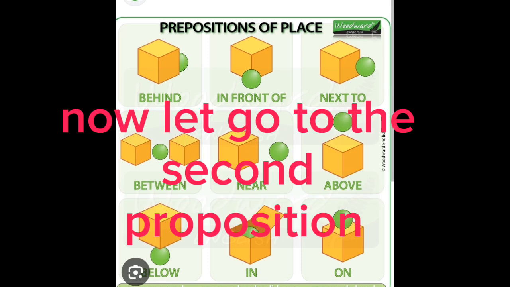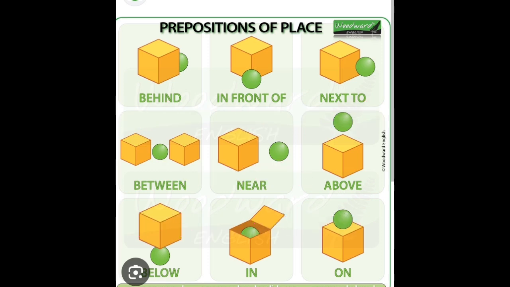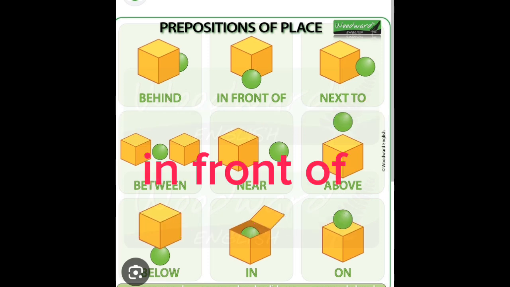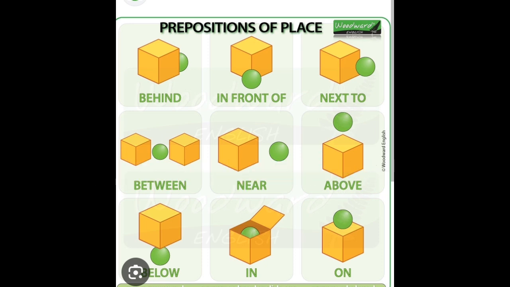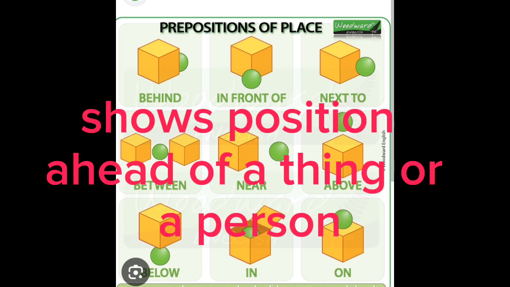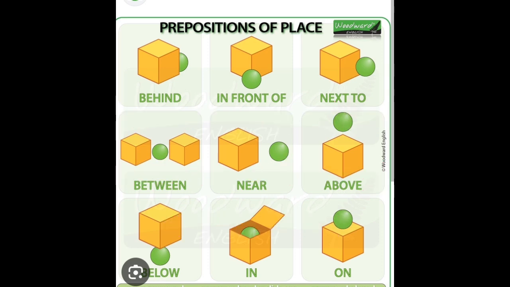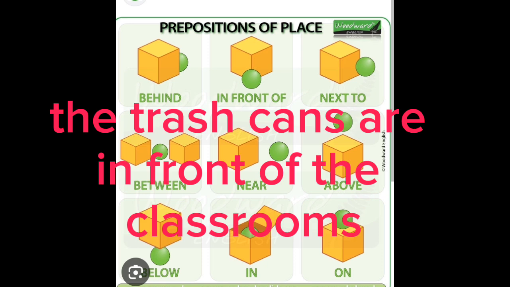Now let's go to the second preposition, in front of. This preposition shows position ahead of a thing or a person. For example, you can say the trash cans are in front of the classrooms.